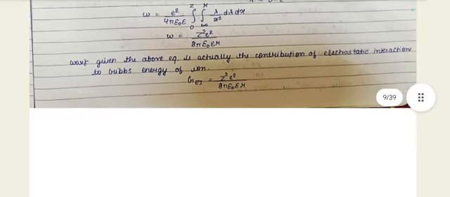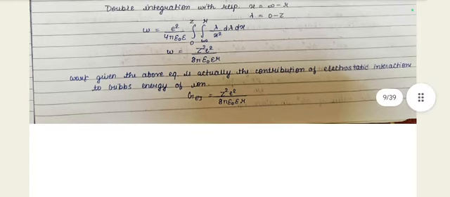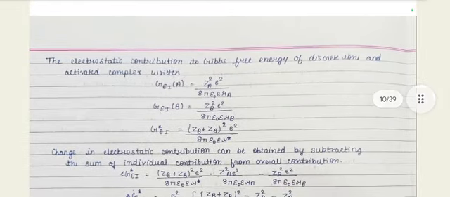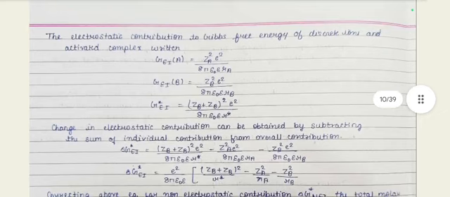The work given by the above equation is actually the contribution of electrostatic interaction to the Gibbs free energy of the ion. G EI equals z squared e squared by 8 pi epsilon naught epsilon r. The electrostatic contribution to the Gibbs free energy of the discrete ions and the activated complex is written as G EI A equals ZA squared e squared by 8 pi epsilon naught epsilon rA, G EI B equals ZB squared e squared by 8 pi epsilon naught epsilon rB, and G star EI equals (ZA plus ZB) squared e squared by 8 pi epsilon naught epsilon r star.